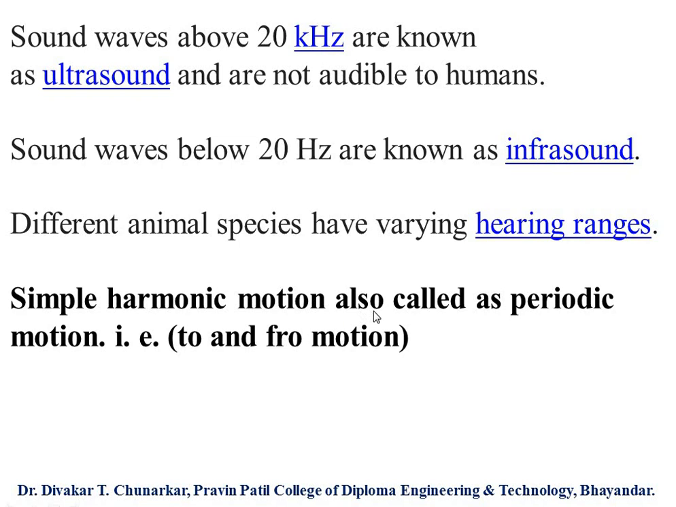Simple harmonic motion is called periodic motion, to and fro, going from one place to another place and back. So sound waves above 20 kilohertz, known as ultrasound, are not audible to humans. Sound waves below 20 hertz are known as infrasound, and different animal species have different hearing ranges.